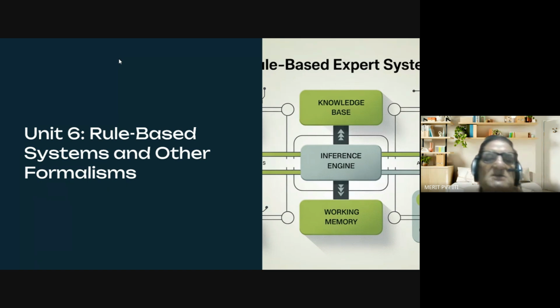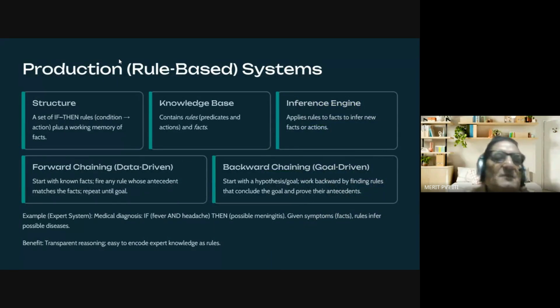They are a rule-based system and other formalisms. For example, a production rule-based system structure is a set of if-then rules, condition-action, plus a working memory of facts. There is a knowledge base, like in MYCIN, where there was a knowledge base of medicine and a knowledge base of diseases. Inference then applies rules to facts to infer new facts or actions.